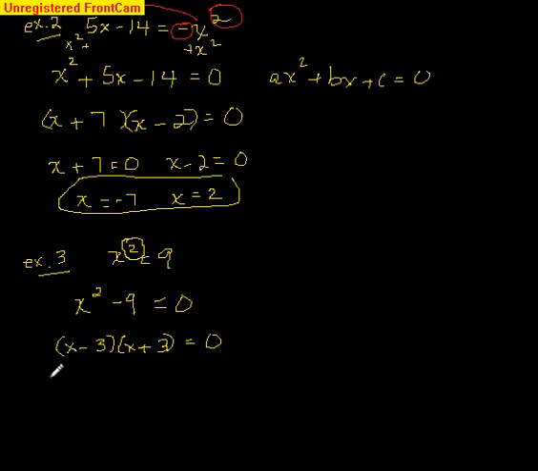Now we just set each of these equal to 0. x minus 3 equals 0, x plus 3 equals 0, and we get two solutions: x equals either 3 or x equals minus 3. They're both solutions. If we square either of them, we're going to get 9. So it works. Let's try to do one more.